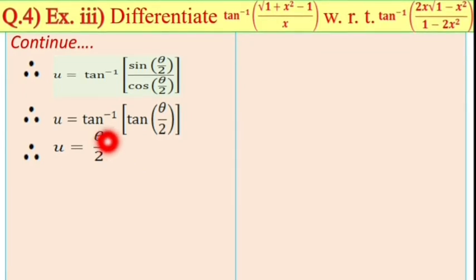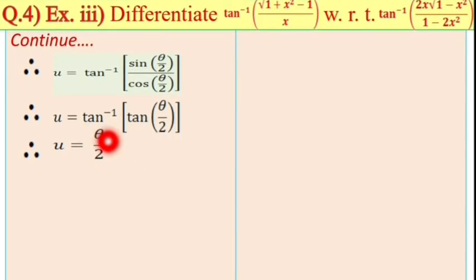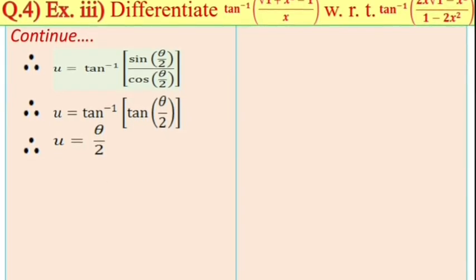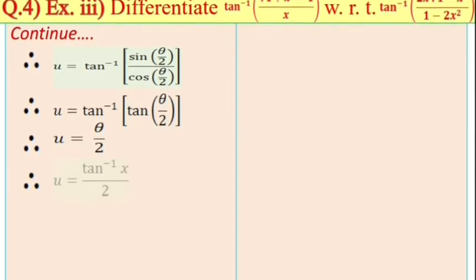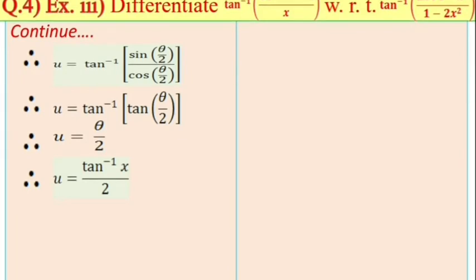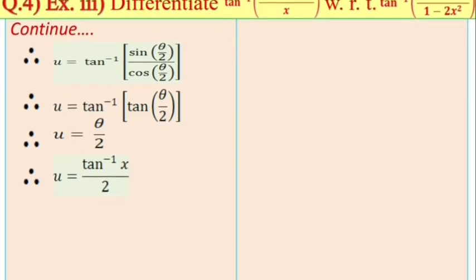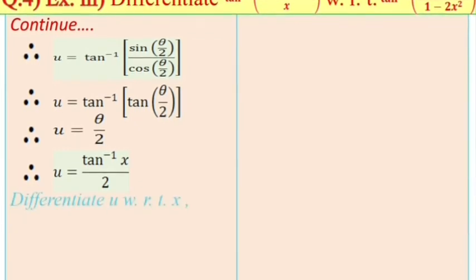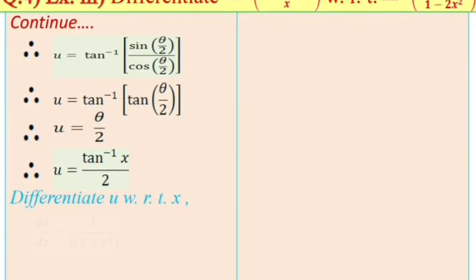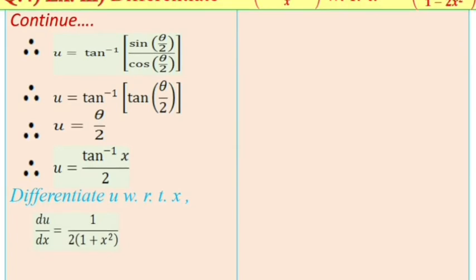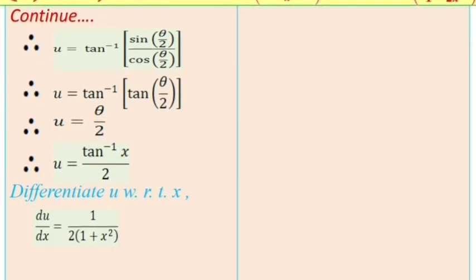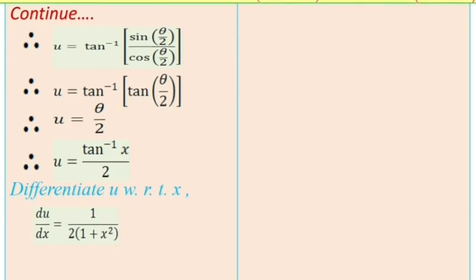Now only substitute the value of theta. We know that we already got theta equal to tan inverse of x, and therefore the given function becomes u equal to tan inverse of x upon 2. Now take the derivative of u with respect to x, and therefore differentiate u with respect to x. We can get du by dx equal to 1 upon 2 into the derivative of tan inverse of x, that is 1 upon 1 plus x square.